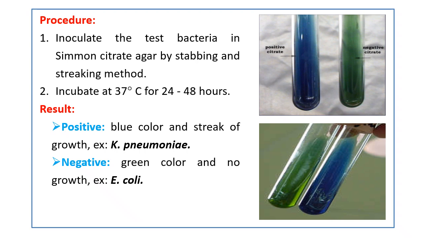The positive result appears as a blue color with growth on the surface of the slant, like in Klebsiella pneumoniae, which indicates the bacteria use the citrate and produce alkaline pH, while the negative result is indicated by green color and no growth on the slant, like in E. coli. So we concluded that Klebsiella pneumoniae produced the blue color, indicating alkaline pH and citrate utilization.